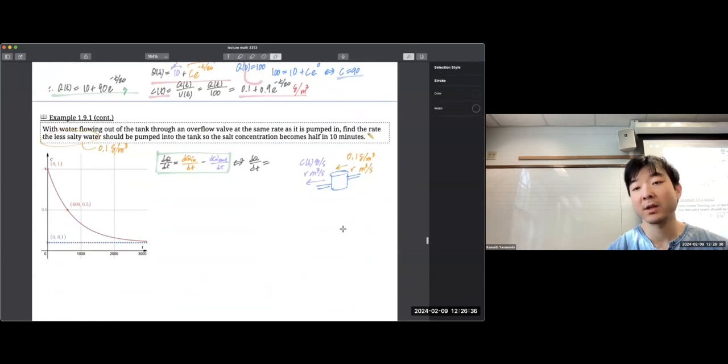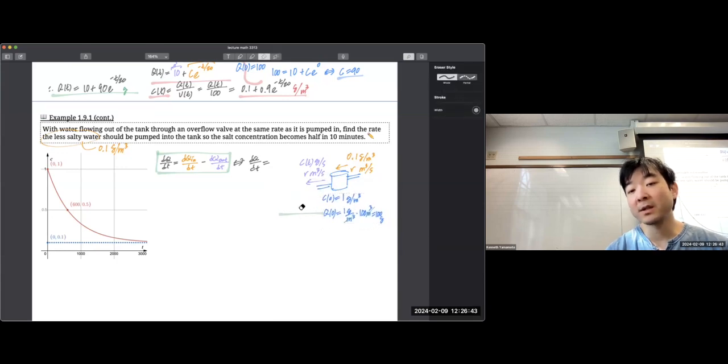So right here, the concentration initially in the tank is 1 gram per meter cubed, and then the amount of salt in there would be like 100 grams initially. So this is all the same.